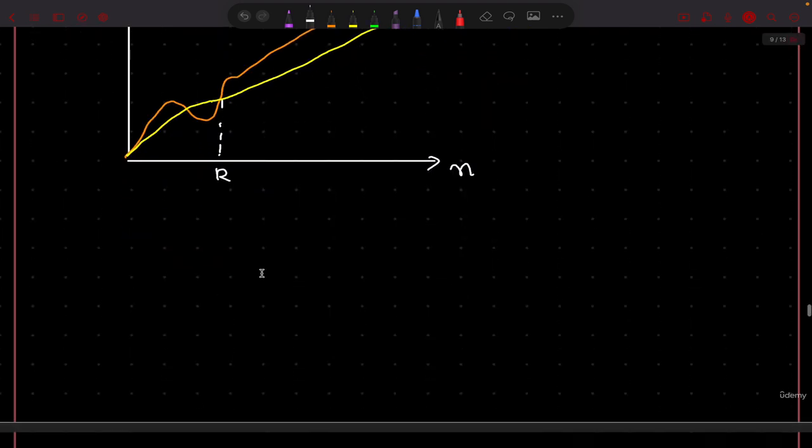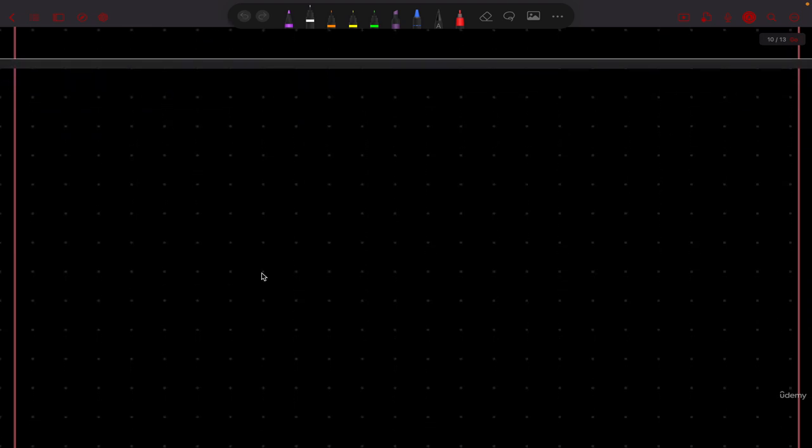So again, for example, now let us also cover the last one, which is your theta notation.